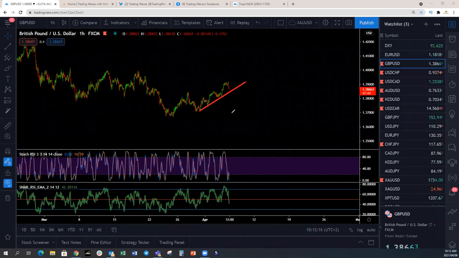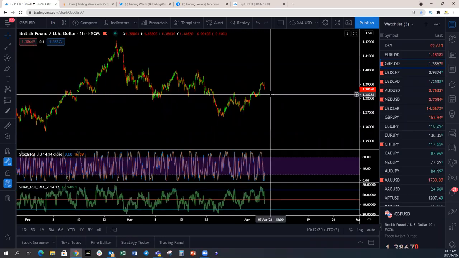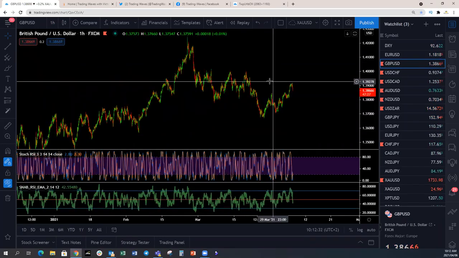So if we're going to sell pound US dollar, you have to do it here. But be careful, because this could be the pullback that gets us all the way to the upside. So look at this pullback on the 4 hour. Just make note of that pullback on the 4 hour.